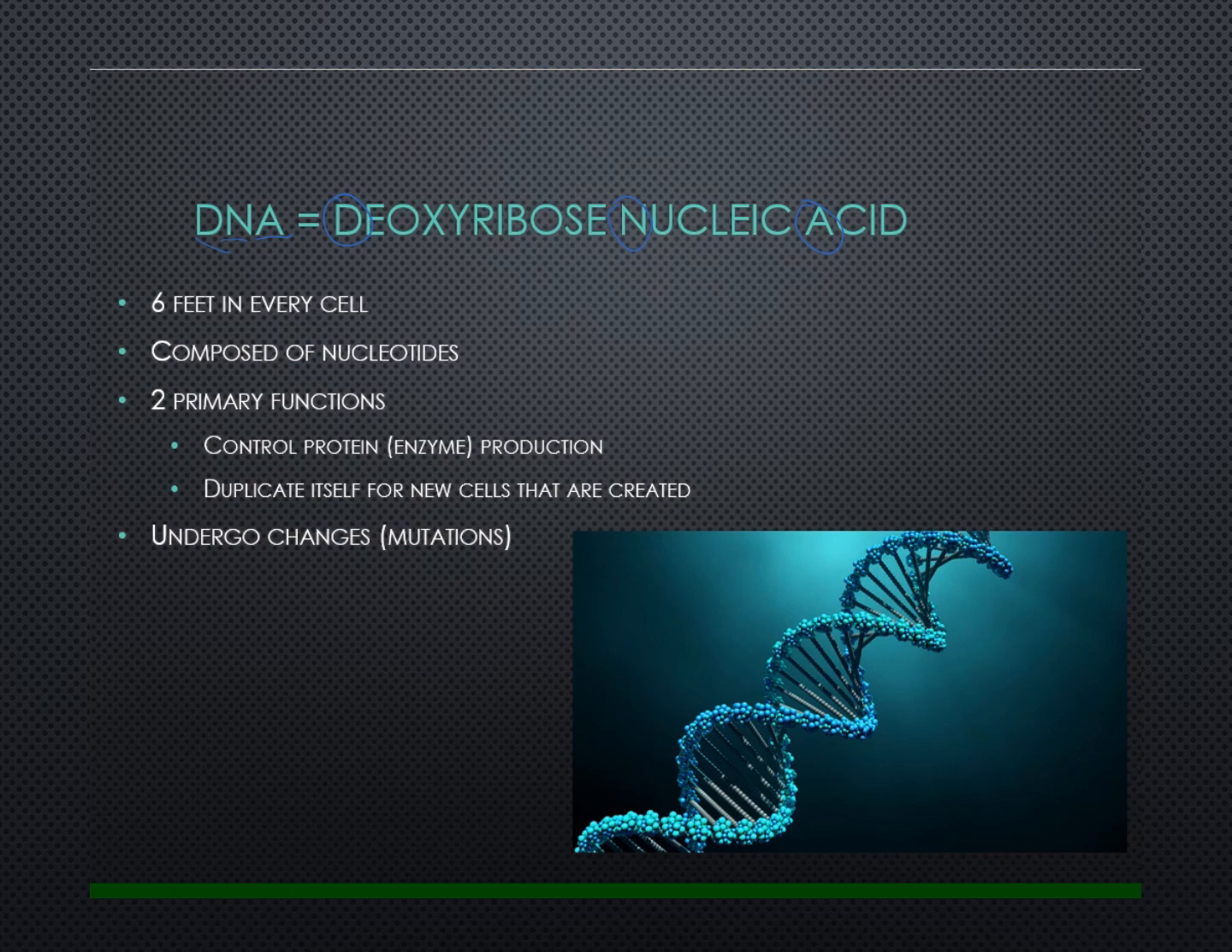So function 1 is to control protein production, and number 2 is to duplicate itself for new cells that are created. That way all of your cells have DNA in them. Your DNA will also undergo changes, and these are called mutations.